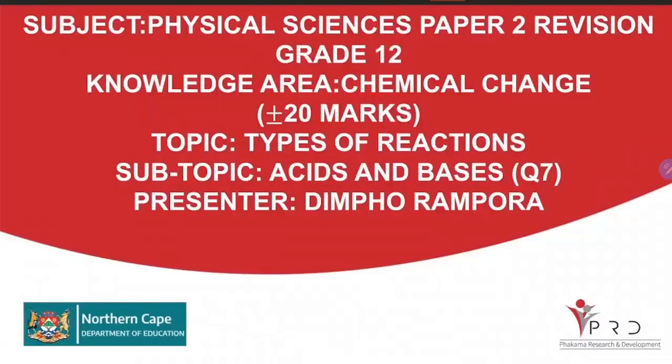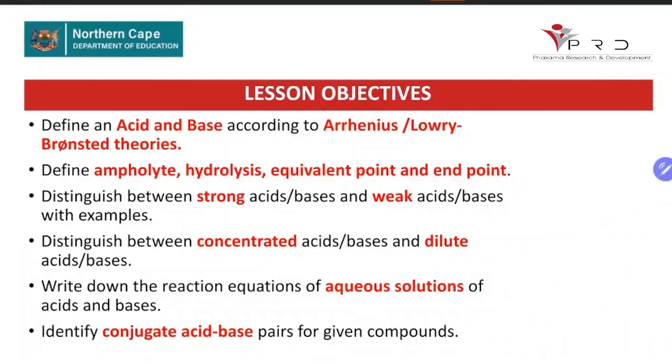For today's lesson, we are going to be looking at the revision on chemical change, and specifically we are going to be zooming into the types of reaction. This part of the work is normally plus or minus 20 marks in the previous question papers. You can check your previous question papers, but we are going to zoom into acids and bases, and normally this is question 7 from previous question papers.